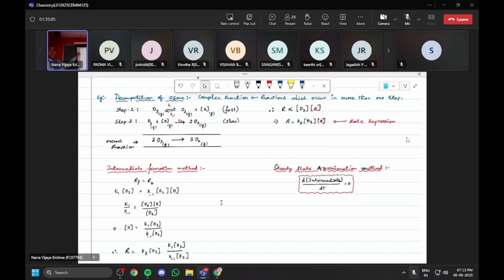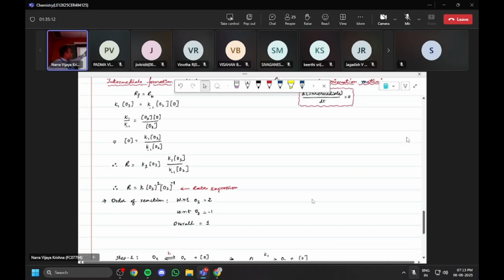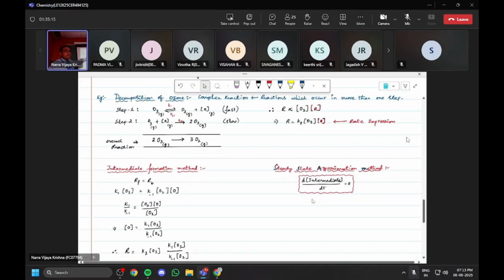Right. Now see this. Instead of writing all this, just by looking at the reaction, can I write it? This is the intermediate. So for this intermediate, I am writing dO by dt equal to... In the forward reaction, O is forming or not? If O is forming, does dO by dt become positive or negative? Positive. What is the law of mass action for forward? K1 into O3, positive.